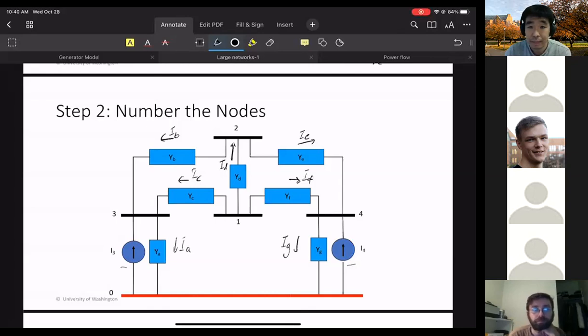So the current goes from bus 1 to 2 to 3 to 4, and from 3 and 4 to the ground, to zero? Yeah. For zero, we just say the current flows into zero, just the convention we use. There's no deep reason for that. We just need to pick a direction. You can pick arbitrarily if you want, but this is the direction we'll pick.